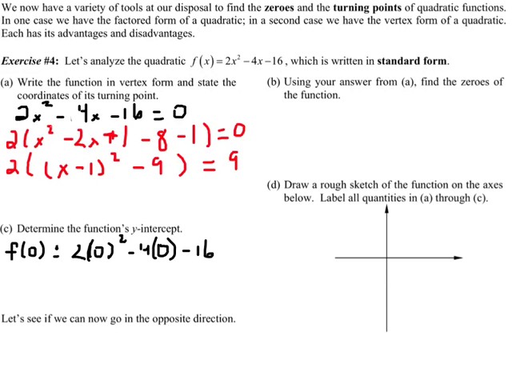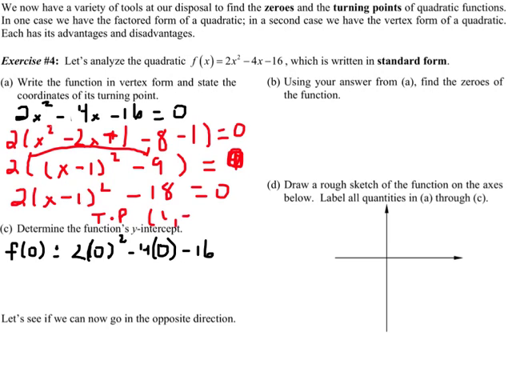So actually when you pull it out, you're going to have 2 times, in parentheses, x minus 1 squared. And remember that 2 times this minus 9, so it's a minus 18 on the outside, equals 0. Sorry, that was supposed to be 0 there. I don't know why I did that. So what's my turning point? Well, my turning point is going to be the opposite of that negative 1 right there. So it's going to be positive 1, negative 18. That's the turning point. Okay?